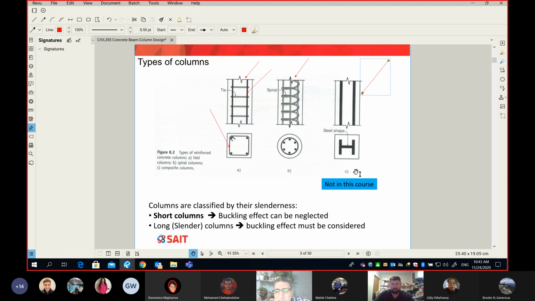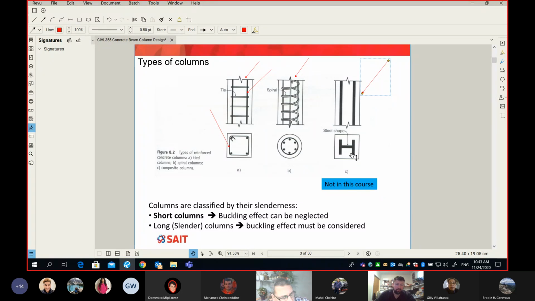So this one on the right here, probably you heard about it, called the composite column. And this is a combination of steel and concrete. You can see how beautiful this combination is, huh? So it's a steel member, it's a W section, just like in your steel course. And simply what we do is we encapsulate this steel member into a casing of concrete, okay?